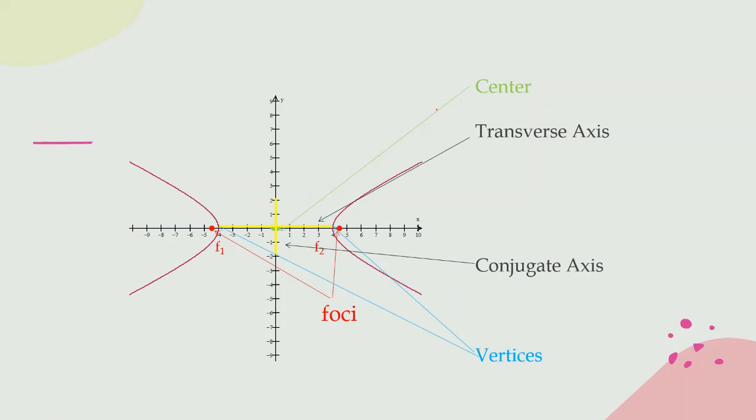And the endpoints of the transverse axis are what we call the vertices. So we have here the points of the transverse axis, which are the vertices of our hyperbola. We also have the foci, and of course those are inside the curve of our hyperbola.